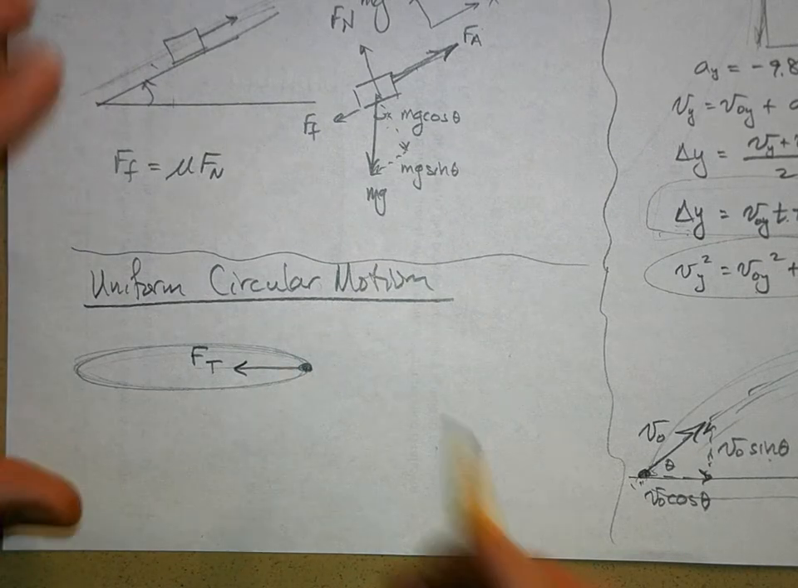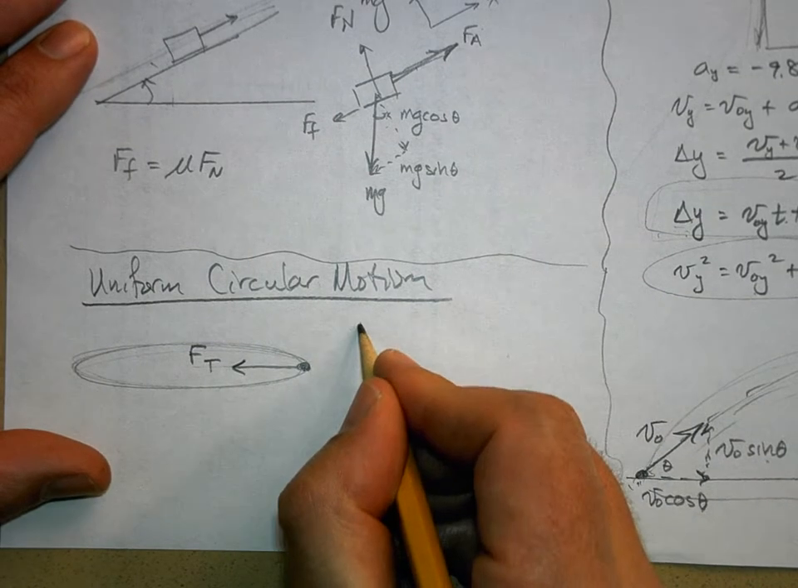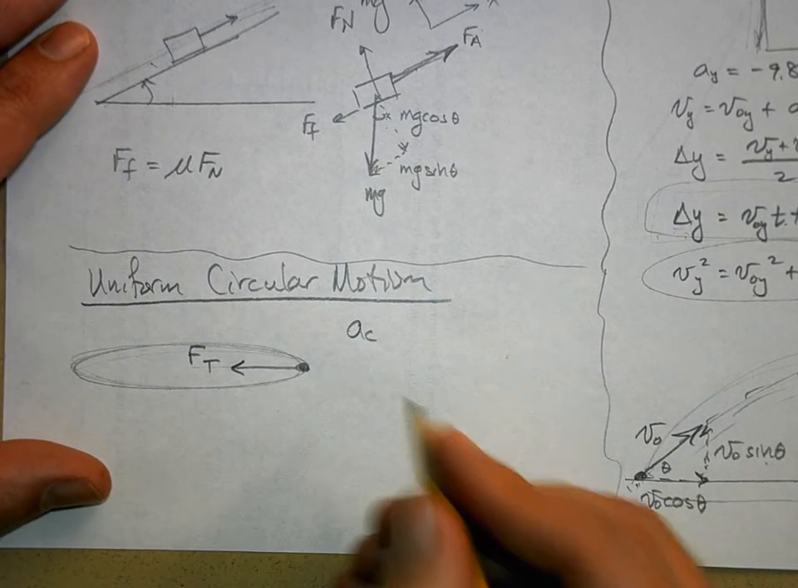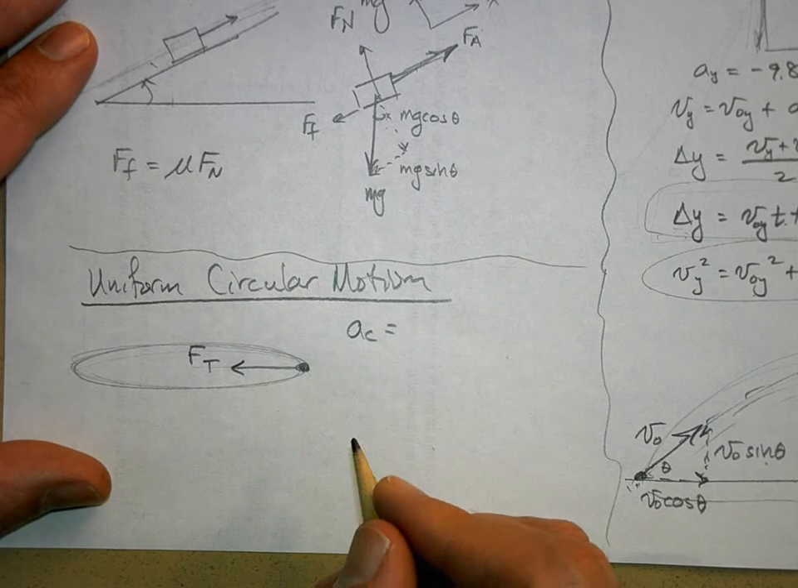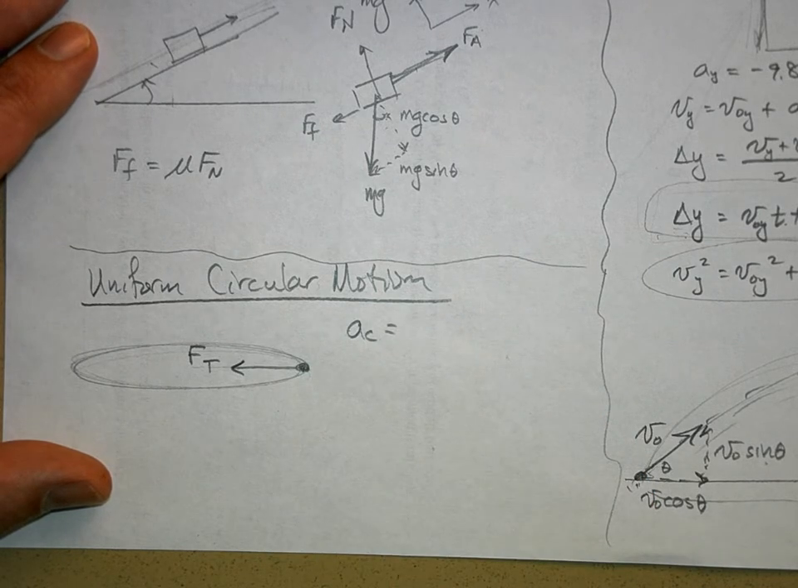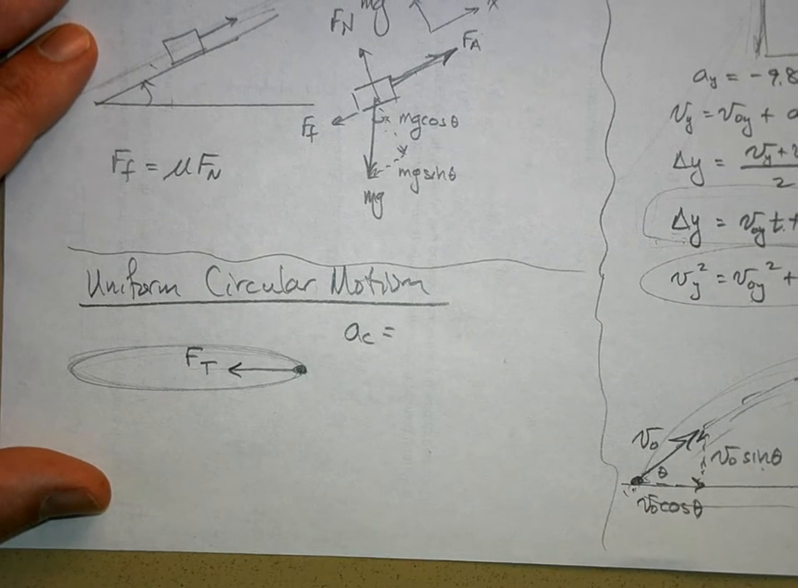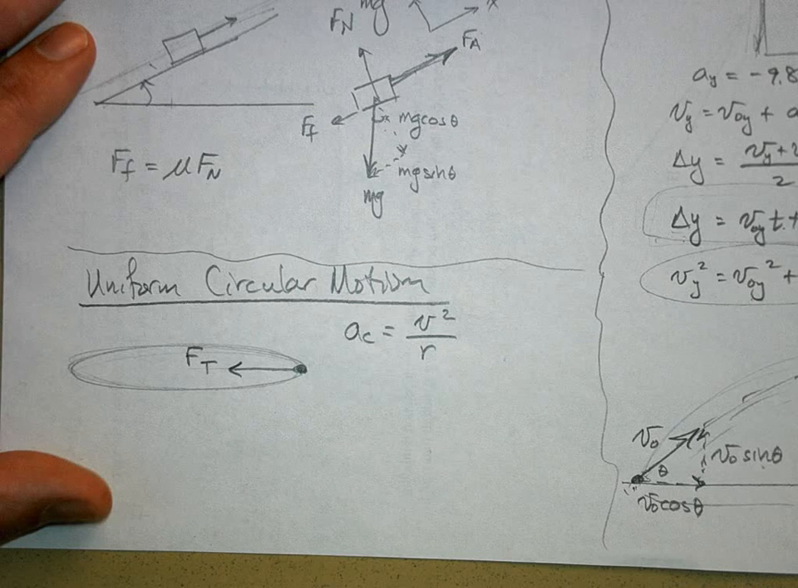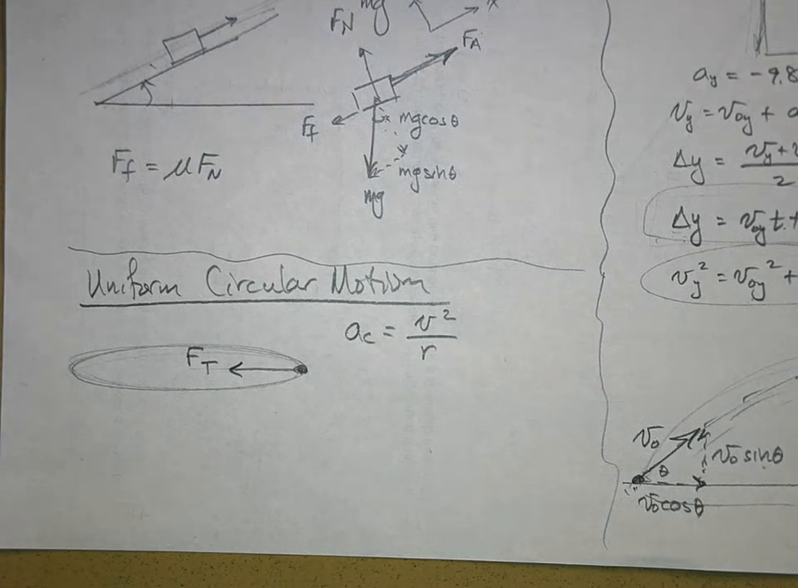Now we said that the acceleration that makes things go in circles is the centripetal acceleration. It doesn't change your speed. It changes the direction of your velocity vector at a constant rate. And that makes you go in a circle. And we proved that the centripetal acceleration equals v squared over r. I don't require that you know that proof, okay? But I do require that you know this.